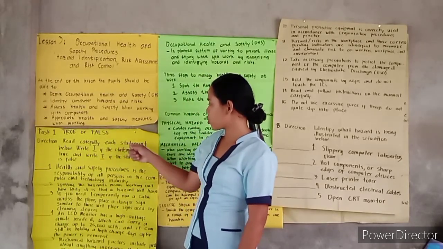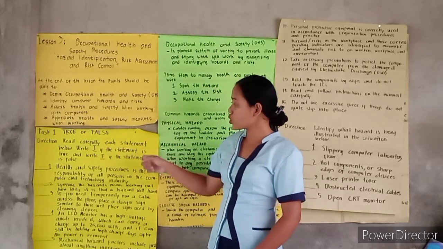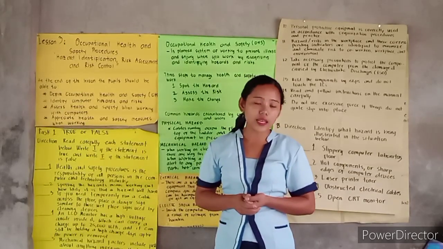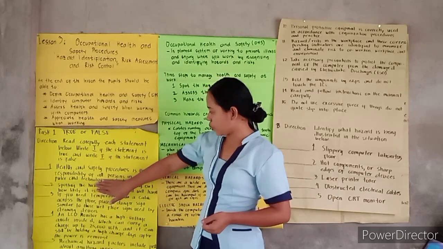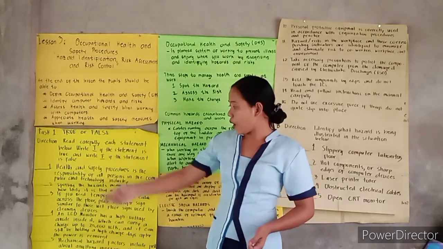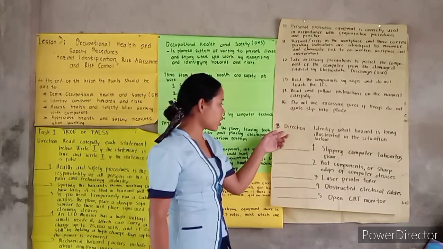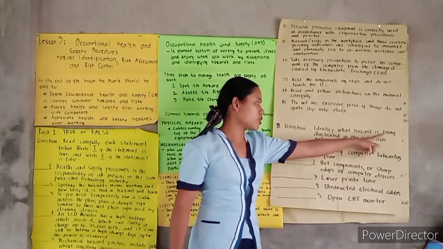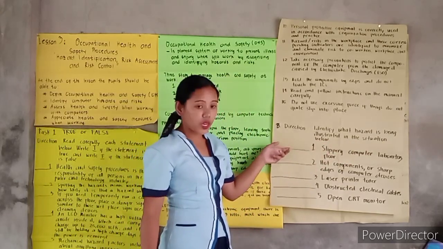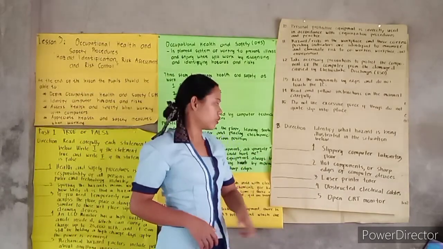Read carefully each statement below. Write T if the statement is true and write F if the statement is false. You know already that, class? Okay, very good. Now you will start to answer that. After you are answering this task, you will answer also this. Identify what hazard is being illustrated in the situation below. Write your answer in the space provided. Do you get me, class? Okay, very good.